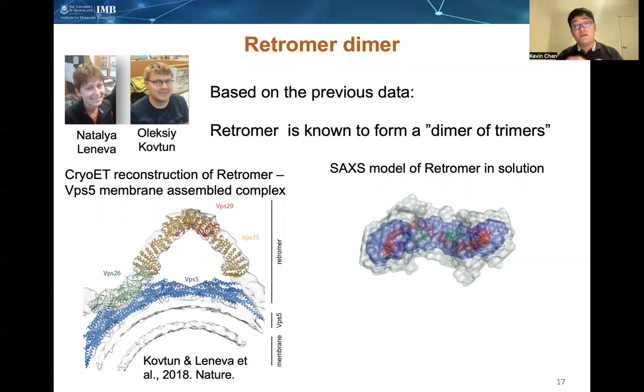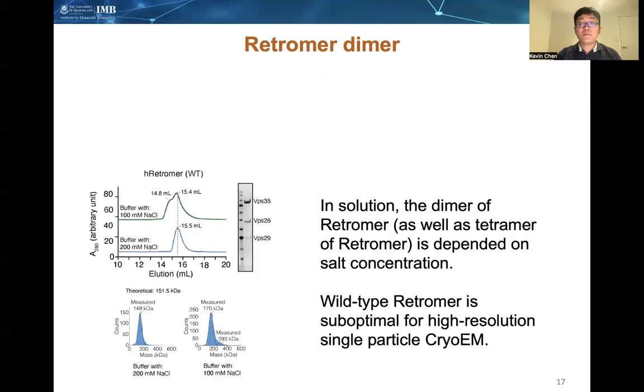I'll explain this in the next few slides, but I just want to highlight that retromer itself forms a dimer, as you can see, through the VPS29 and VPS35 subunits. This makes a problem in solution as well. If you change the salt of your buffer slightly, then you will actually form a beautiful monomer. You start to see a little bit of dimer formation, or even, if you lower the salt enough, to 50 millimolar salt, you will see even tetramers form. So this causes a problem that is suboptimal for high resolution single particle cryo-EM.